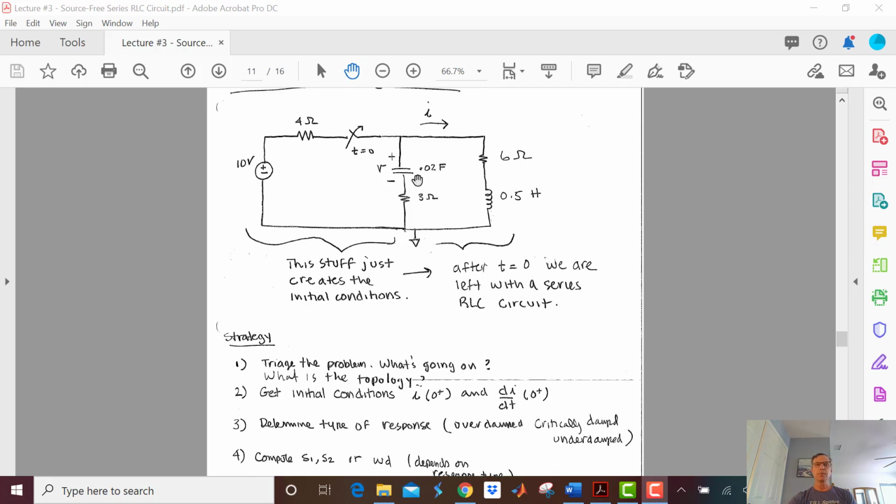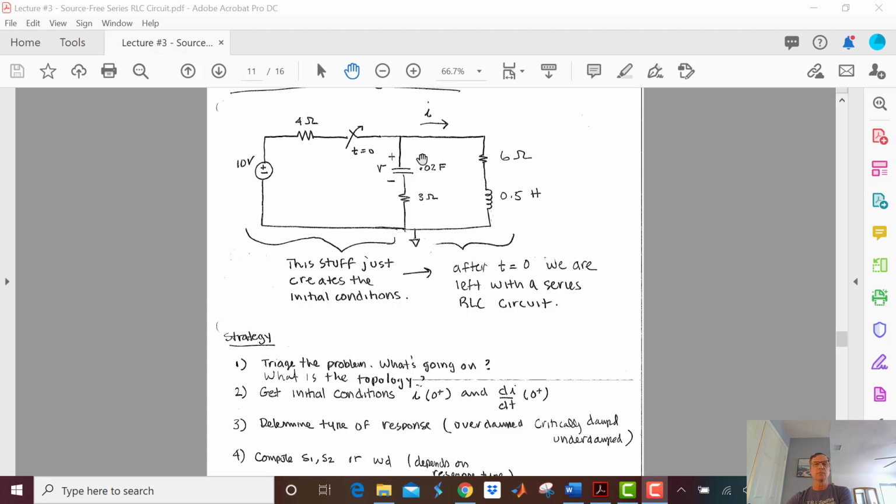All right, so here's our problem, and let's give it a quick triage. So let's see, the switch is closed at time equals 0 minus, it's in steady state. I got no current here. I got no voltage across the inductor. So really, I just have 4 ohms and 6 ohms in series. So I'm going to have a current of 10 divided by 4 plus 6, or 10 ohms. I'm going to have 1 amp going this way through that inductor. So that's going to give me my initial inductor current.